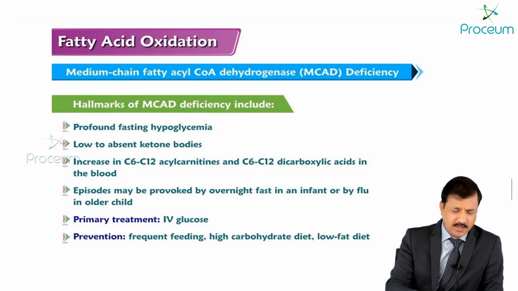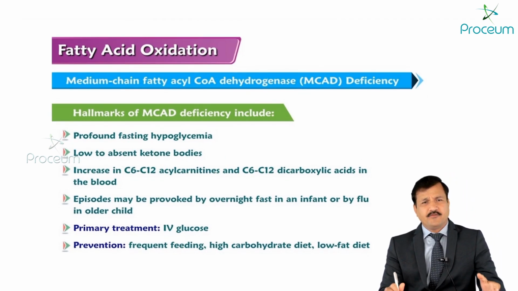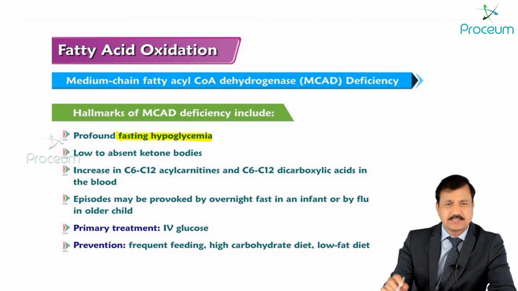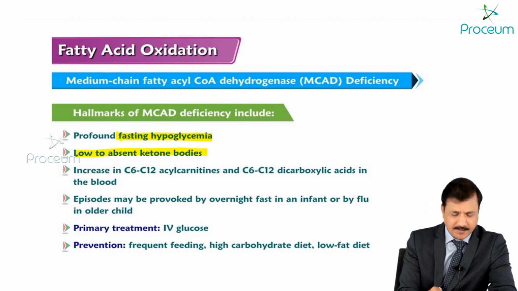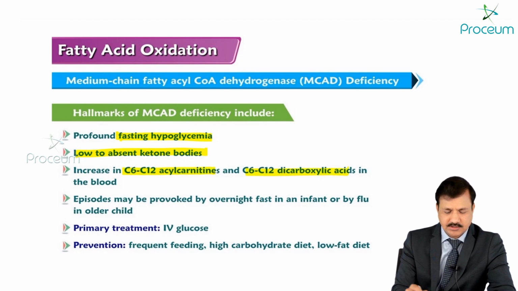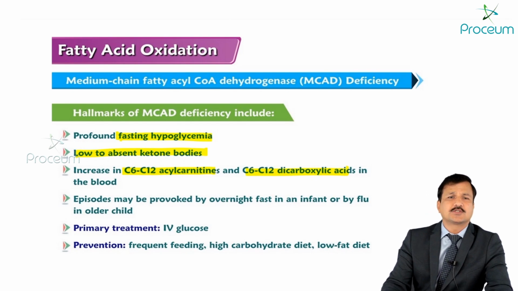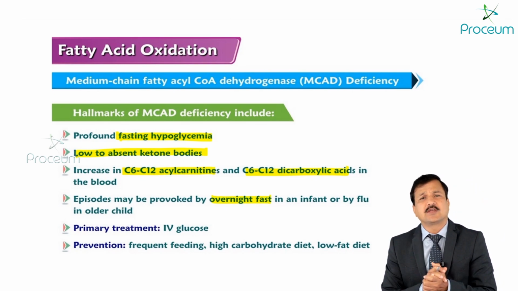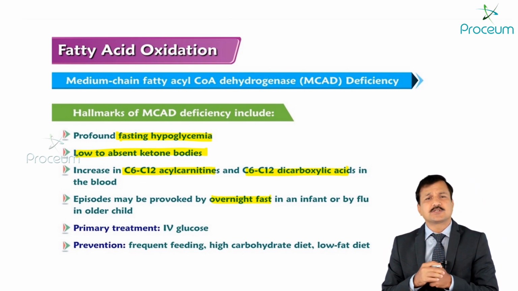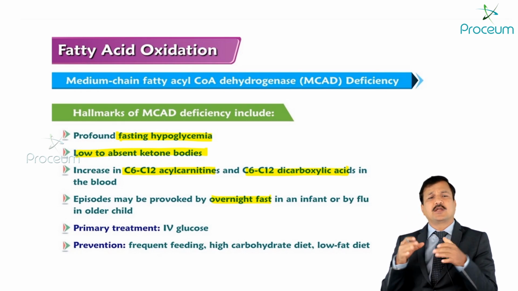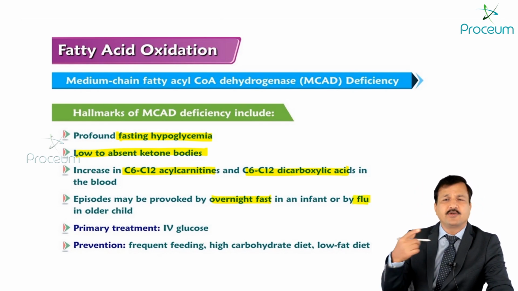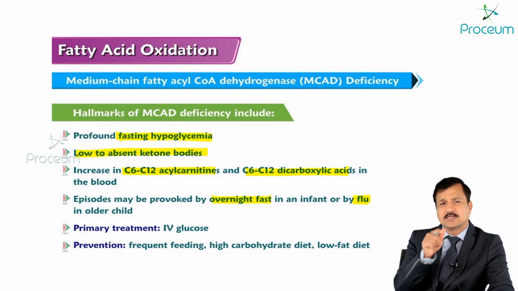Now, what is the hallmark of MCAD deficiency? The hallmark of MCAD deficiency is profound hypoglycemia. The patient will show low or absent ketone bodies. There will be an increase in C6-C12 acyl carnitines and C6-C12 dicarboxylic acids, and these episodes will be provoked by overnight fast, because overnight fasting increases beta oxidation, and now beta oxidation is defective, which can lead to increased accumulation of these molecules. It can also be provoked by any infection where beta oxidation is increased but there is a defect here.